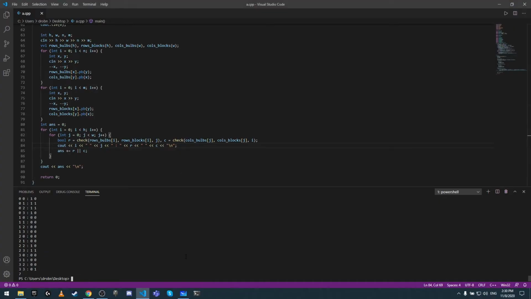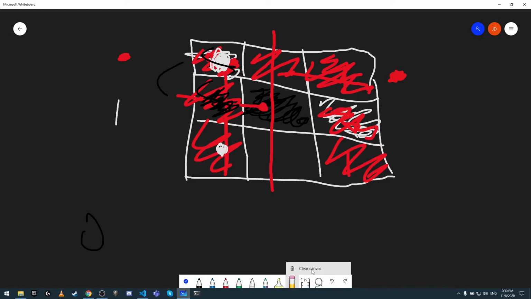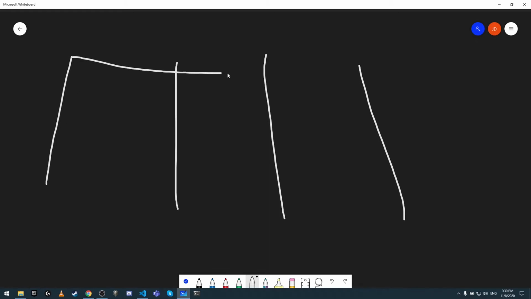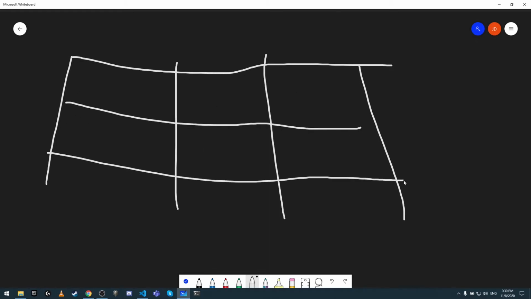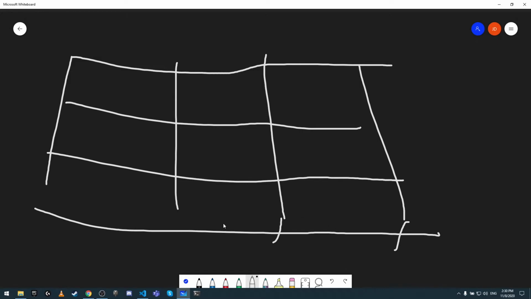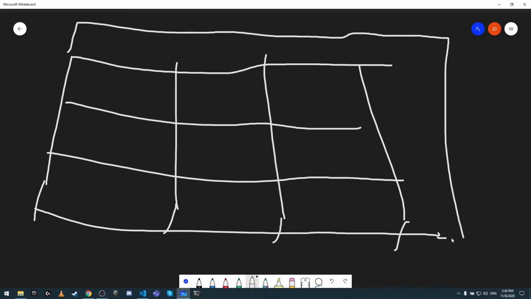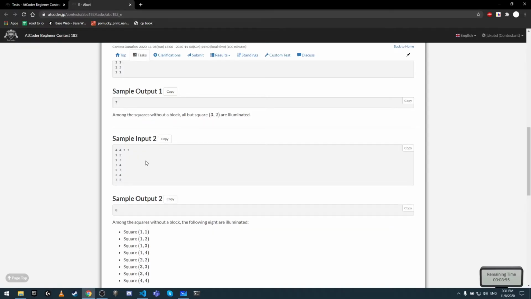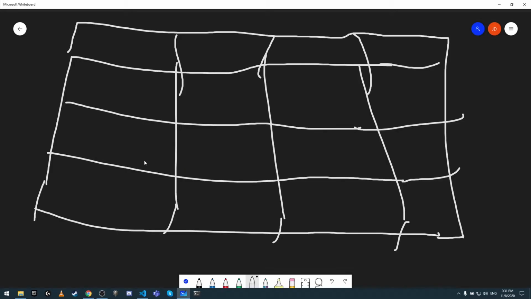Need this 2, 3, 4, 5, 6, 7. Okay, let's draw it. Clear canvas. So 1 2 3 4, 1 2 3 4, extend the lines. We need 5, so like this. Okay, let's see. So we have 1 2, 1 3 and 3 4.